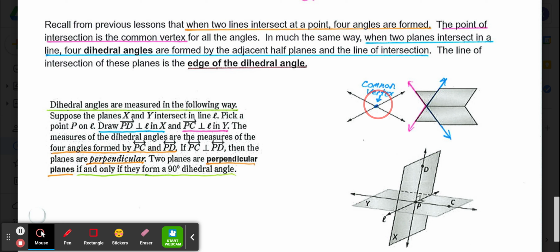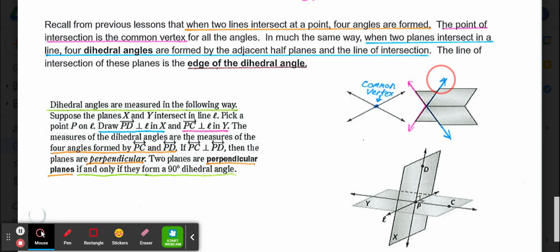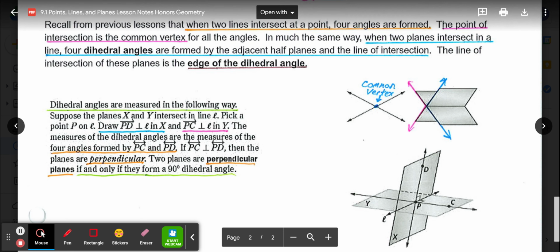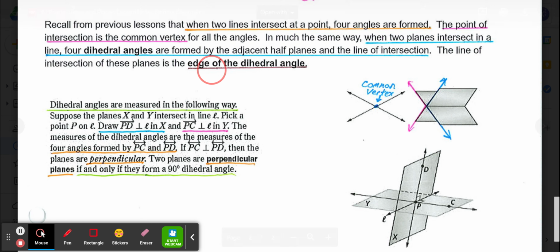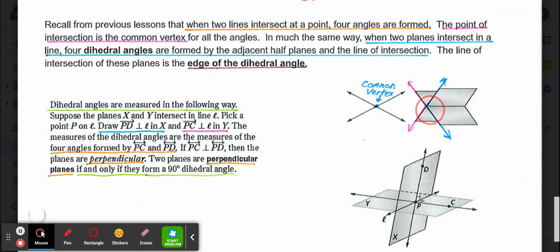Then if you think about it in the same way, when we have two different planes intersecting, they create what are known as four dihedral angles. And those are formed by adjacent half planes and the line of intersection. So if we intersected this line here, one of our angles created would be from this half plane coming down and then this way, where this blue angle is. The pink angle would create one, then pink to blue here, and blue to pink down here. So we have four dihedral angles. The line of intersection of these planes is known as the edge of the dihedral angle. So right here, this line would be the edge of all of our dihedral angles.